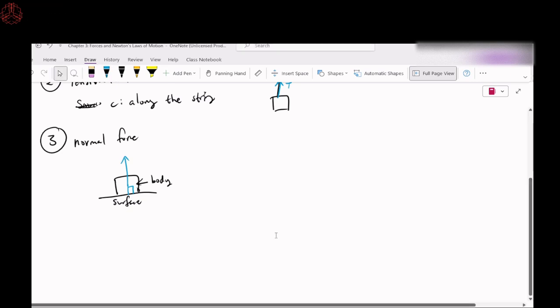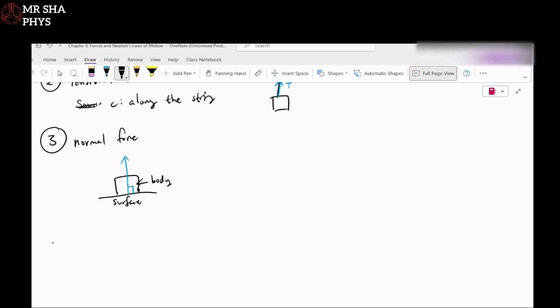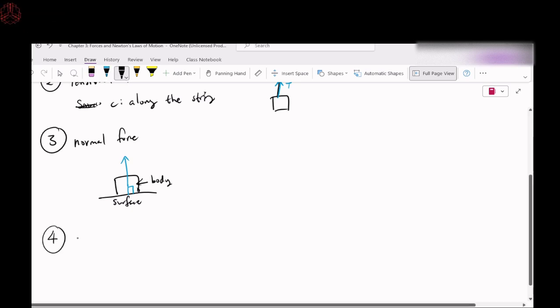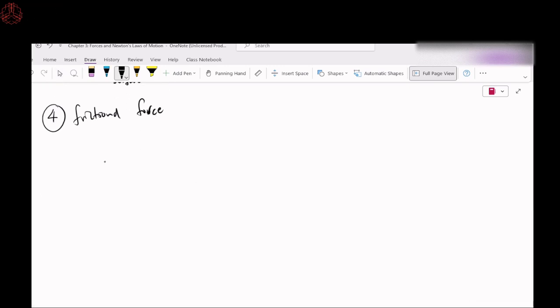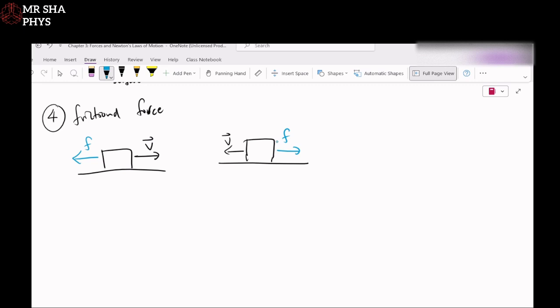It's normal. Now, the fourth type of force that you will have to consider is frictional force. Now, its direction is going to depend on the direction of the body. So if the body is moving to the right, then frictional force is going to be to the left. If the body is moving to the left, then its frictional force is going to go to the right. That's all it is.